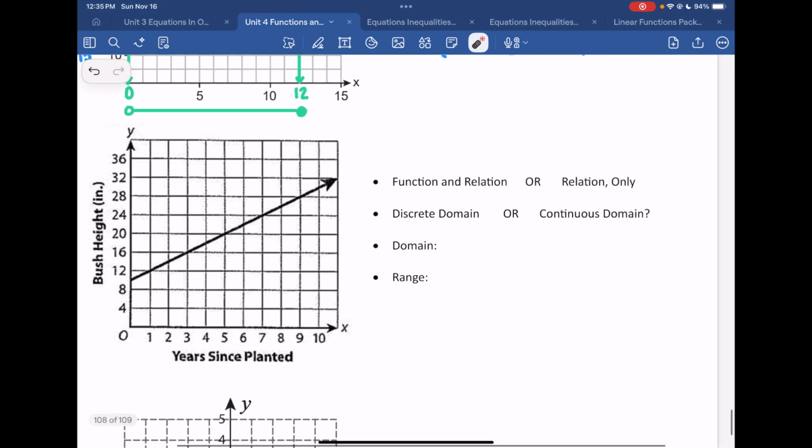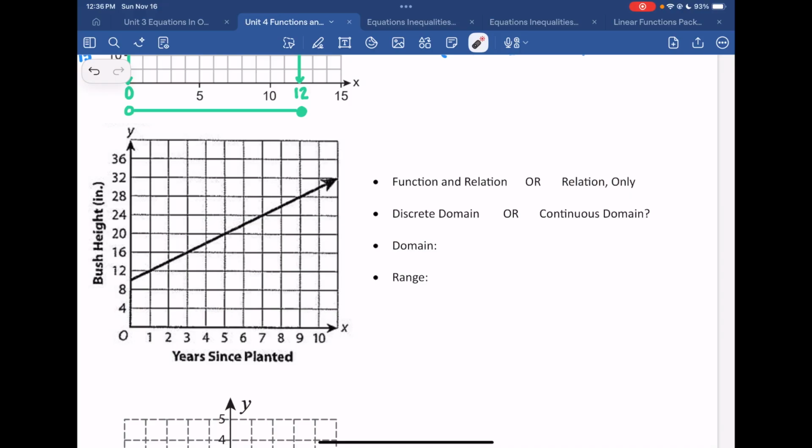Okay, next problem. So we're talking about a bush that was planted, similar to the problem that we did in class where there was a tree that was planted. However, that one had an end point, this one has an arrow. So this is a little different than the other ones that we did so far because it's the first one that has an arrow, so we have to treat it a little bit differently.